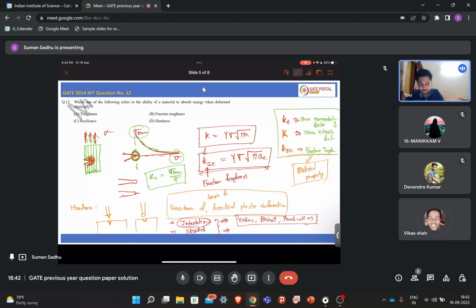What is hardness? Yes, sir. Sir, one thing: when this is a localized plastic deformation, is it good to say the hardness of the particular sample, because we are saying this is the hardness of the material, and we are testing at a particular point. Yes, it is good to say this is the hardness of a particular point of this material.